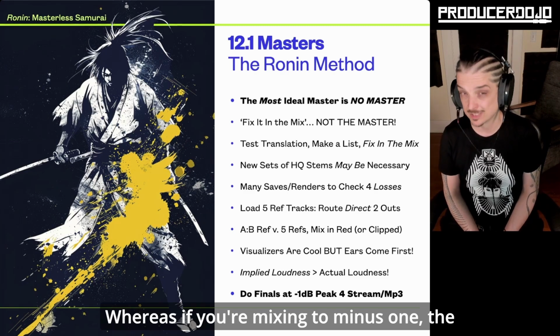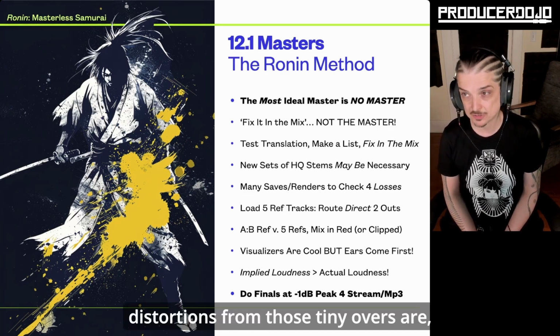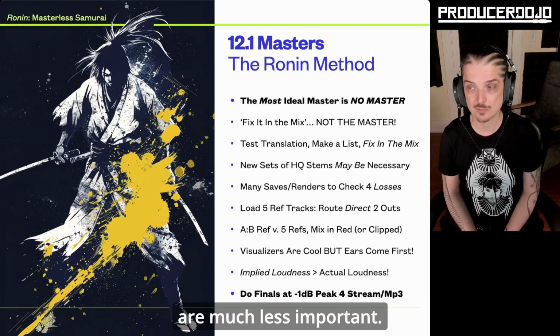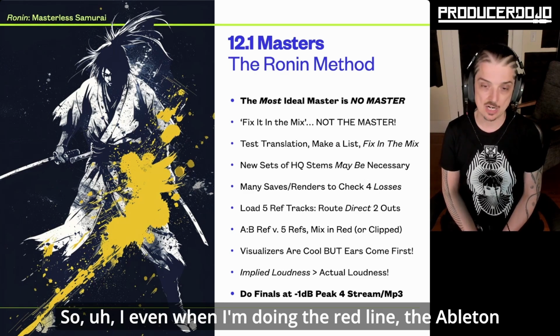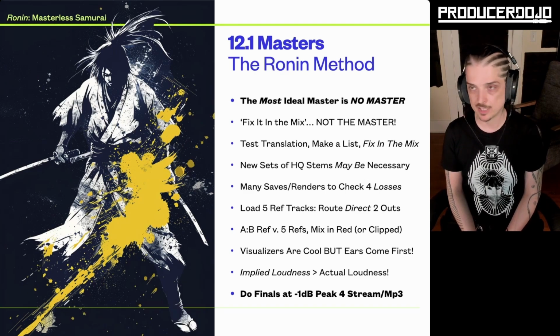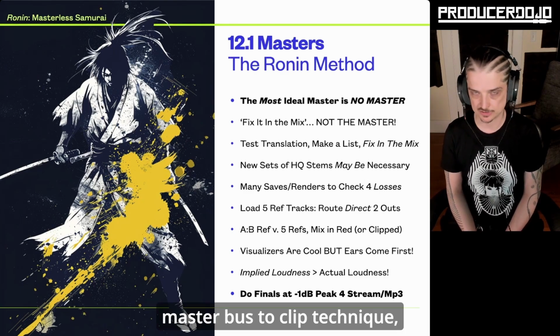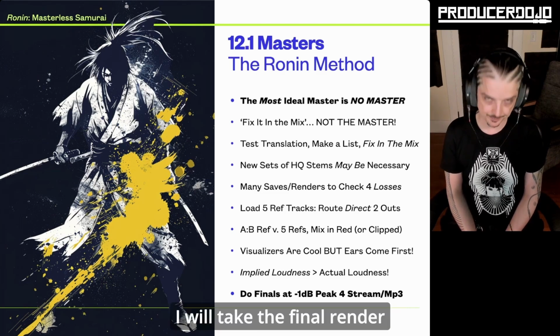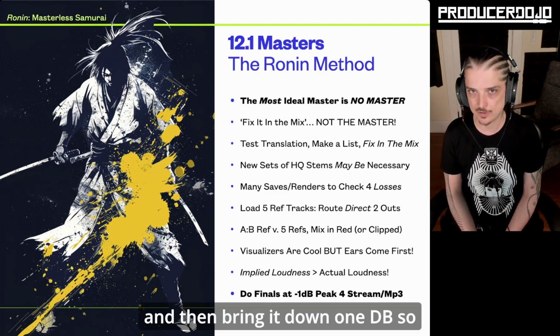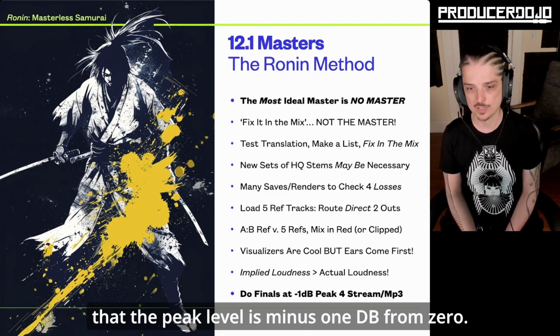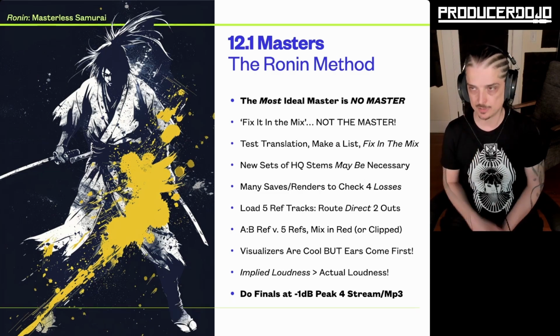Whereas if you're mixing to -1, the distortions from those tiny overs are much less important. So even when I'm doing the redline, the Ableton master bus to clip technique, I will take the final render and then bring it down 1 dB, so that the peak level is minus 1 dB from 0.